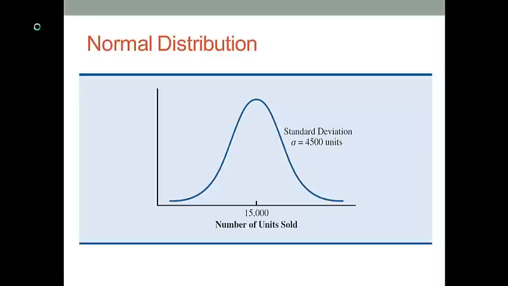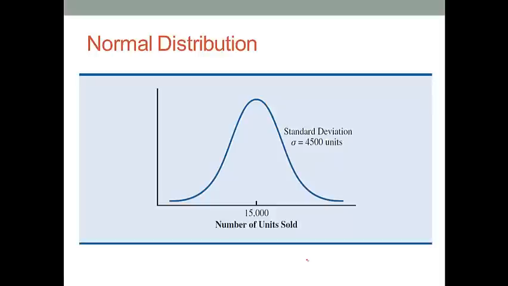Some classmates may ask a question. If I'm given the mean and the standard deviation of a normal distribution, how do I calculate the probability of reaching a certain value? Let's say in this example, the mean is 15,000 and the standard deviation is 4,500. What is the probability of reaching, let's say, 17,000 products sold?